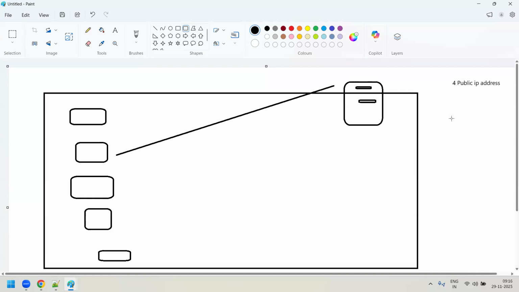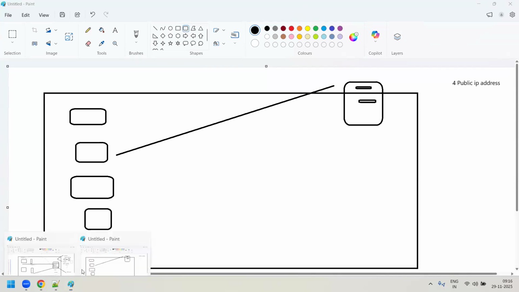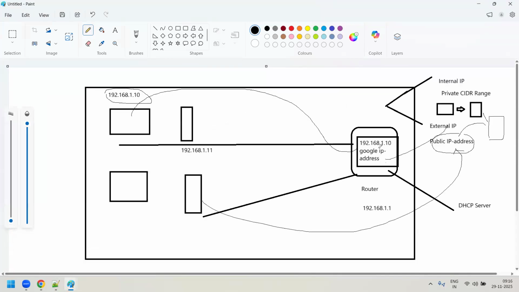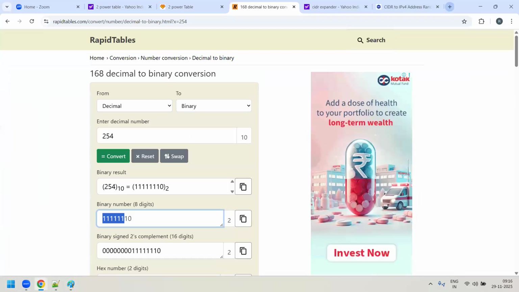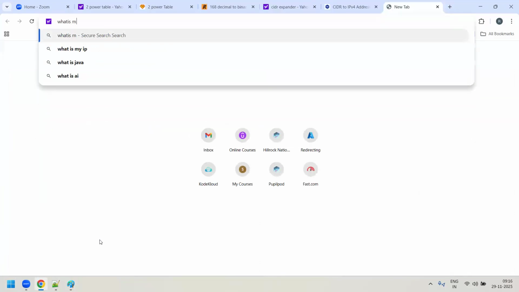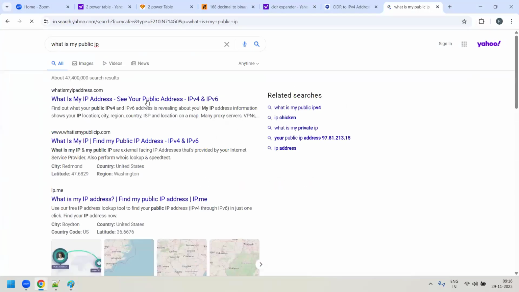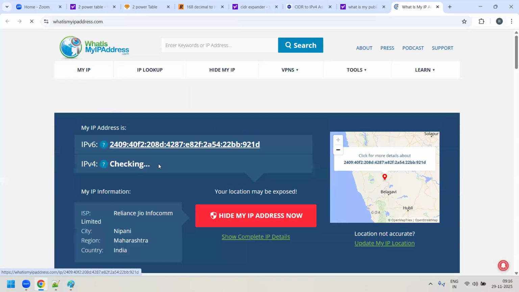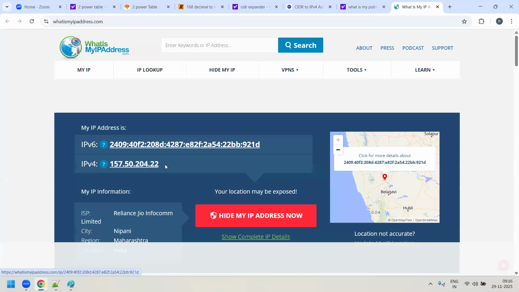Now the thing is, Rajesh, when I come back here, can I get the information about the public IP address which is assigned to my router? Yes, sir. You can go to Google and just say, what is my public IP? Hit the browser, go to this link, and it will show you the public IP which is assigned by Reliance. Can you see here?